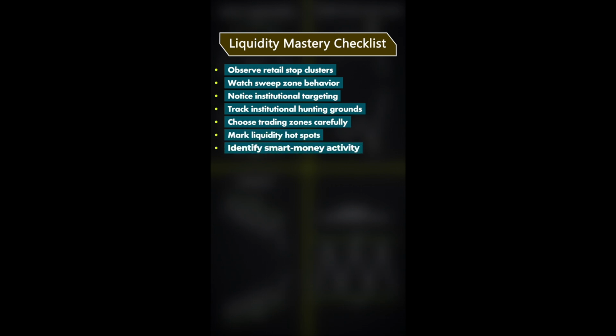With that in mind, the next step is learning how to interpret these zones in real time. By observing retail stop clusters, sweep zones, and institutional hunting grounds, you can avoid becoming part of the liquidity yourself. Always choose your zones carefully and consistently mark out liquidity hotspots on the chart so you know where smart money is active. This awareness helps you stay on the right side of the market and increases the likelihood that any future trades you take will be in your favor.